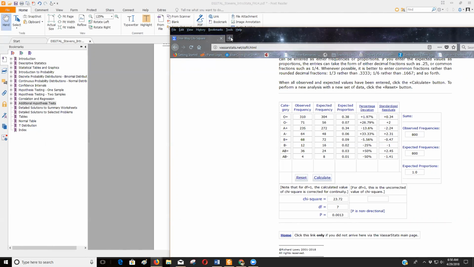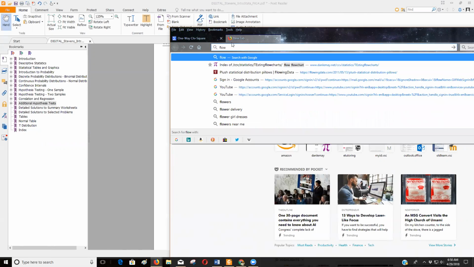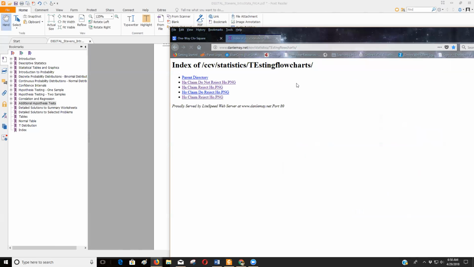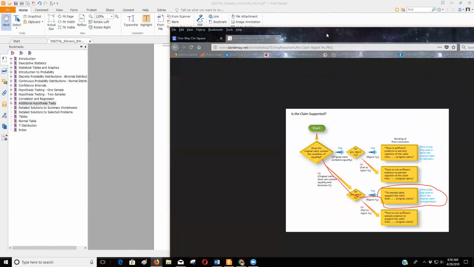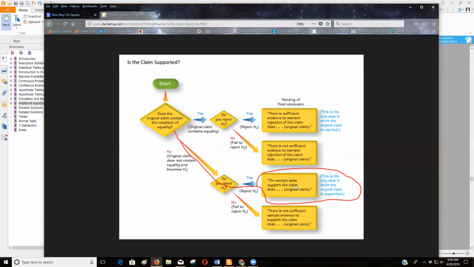And then to make a claim here, just a minute. I've got my flow charts all online here. Let's see. HA is the claim, and I rejected H0. So how I would word my conclusion is the sample data supports the claim that the distribution of blood types in this group of people does not match the national proportion. So something's different.